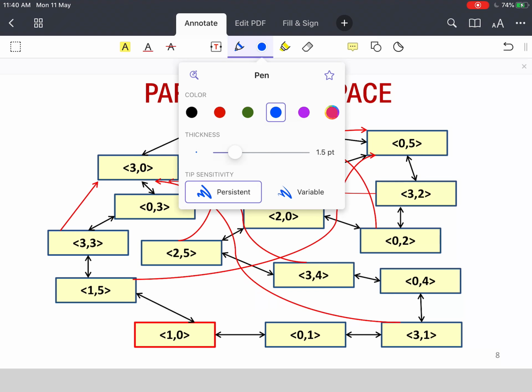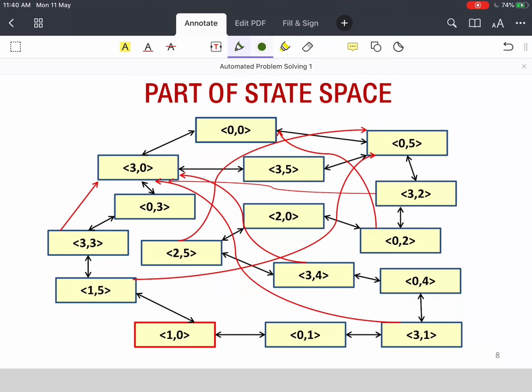So let us try to get a better idea of this. If we are at 0, 0, then if we go in this direction, we are filling J1. And if we go in this direction, we are emptying J1. Similarly, this fills up J2, this empties J2. That is why these arrows are all bidirectional.